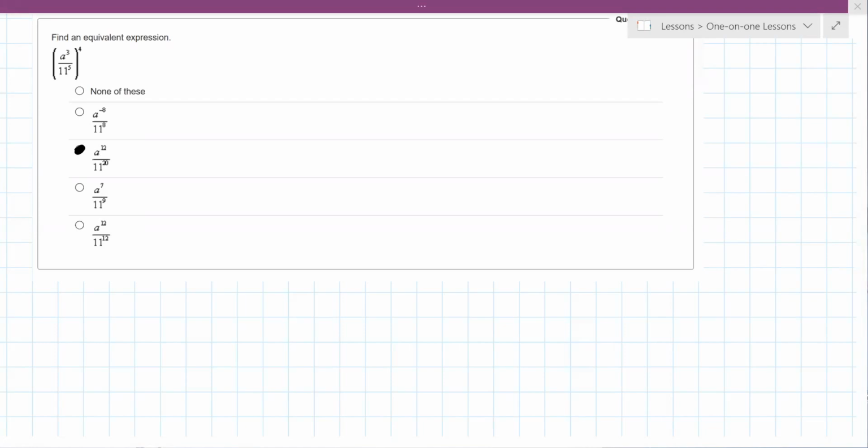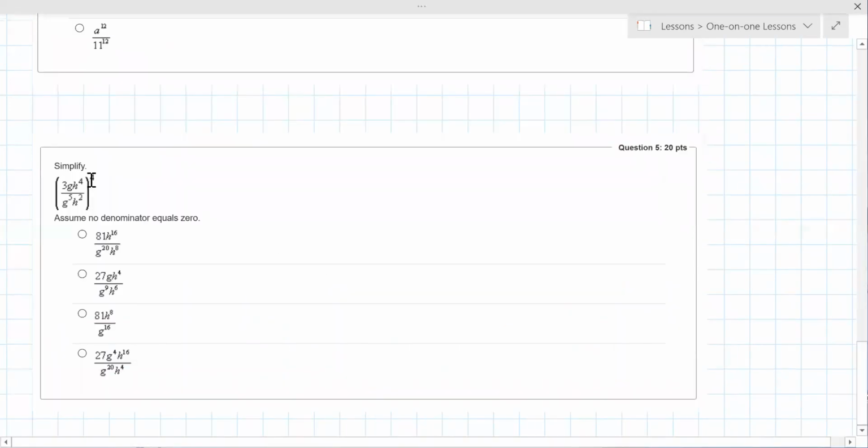Okay, so the last question here. This is the synthesis question. This is the one where they're hoping that if you understood everything else, you'll be able to do this one. Like I mentioned earlier, you have a choice here. You can either simplify inside the parentheses first, or outside.